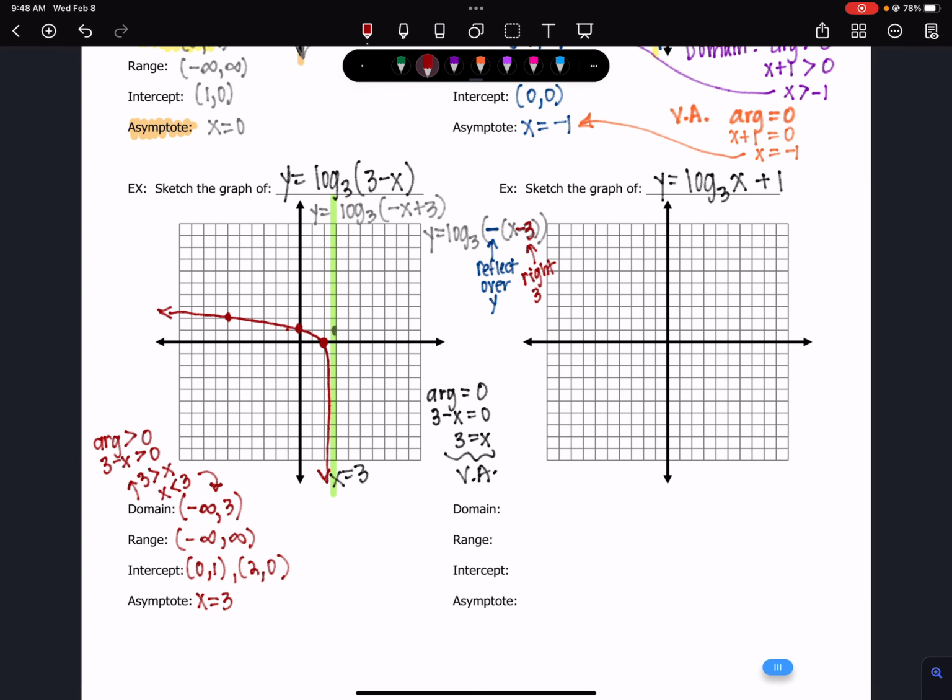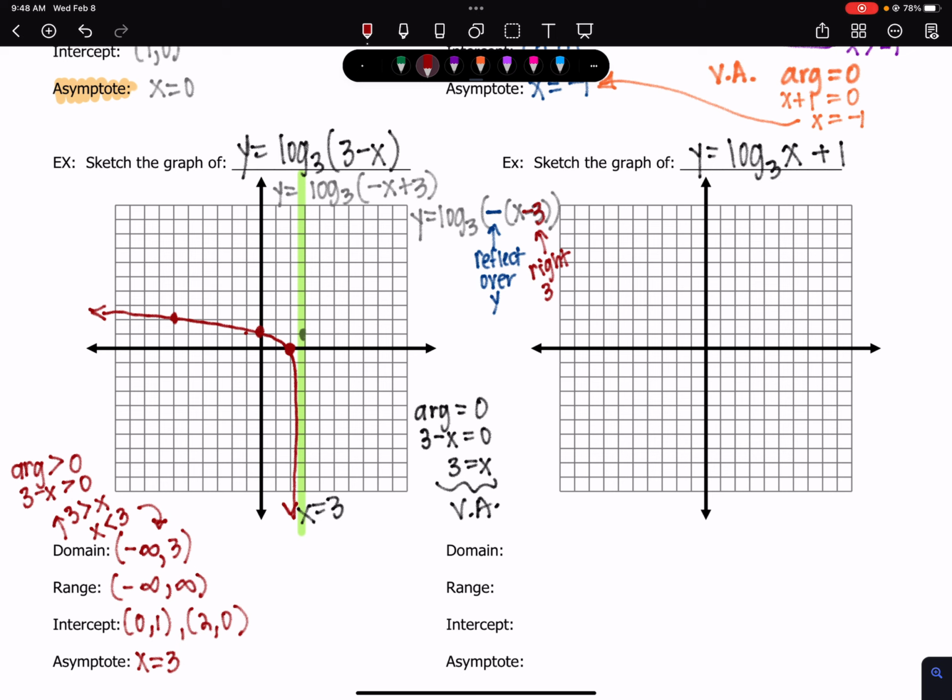Now this one, I think, is a good one for you to try. So go ahead and press pause, and you can try it. I am going to start doing the problem right now. So I see the transformation of up 1. So I'm going to take my y equals log base 3 of x, which once you graph that base a couple of times, you get really used to it. 1, 0, 3, 1, 9, 2, especially if you know your exponents. And then I'm going to take each one of those points and we're going to shift it up 1.